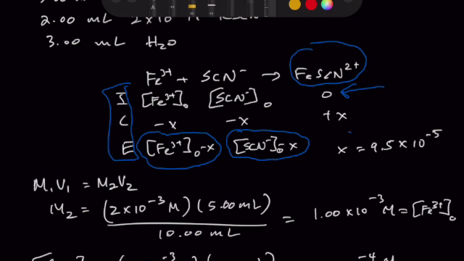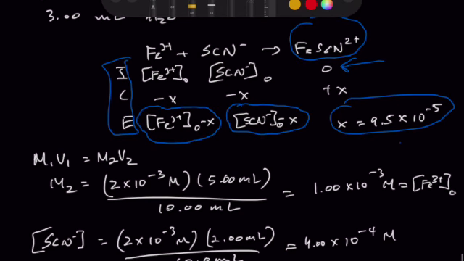But we were told what that number is in the question. It was 9.5 times 10 to the minus 5. So we have that number. So now we have the X value. We just need to find the initial concentration of each of the iron and thiocyanate in order to be able to get our equilibrium constant.